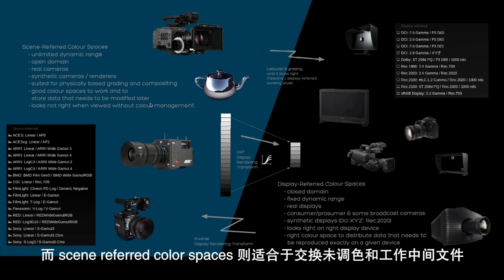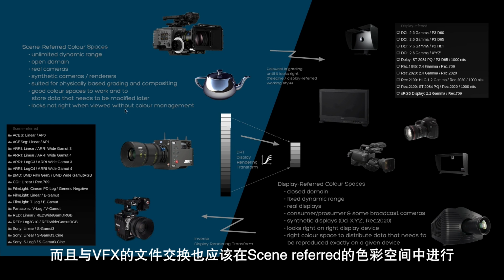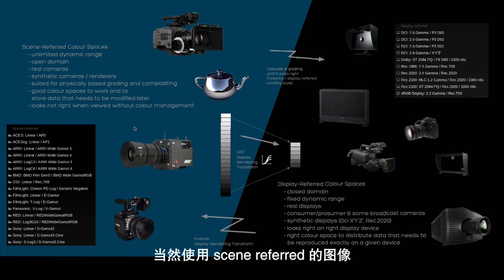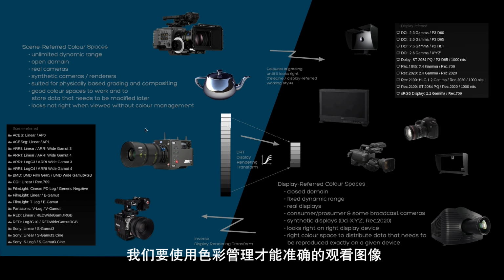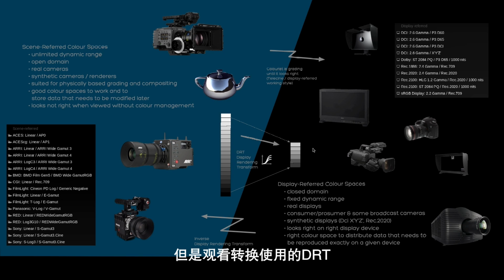So display referred color spaces are ideal to distribute mastered and graded material, and scene referred color spaces are ideal to exchange ungraded and work in progress material. Also, exchange with VFX should be handled only in scene-referred color spaces. But of course, when we're working on a scene-referred image, we always need to use color management to accurately view the image. But this viewing transform, so the DRT, is never baked into the image until the very last step.